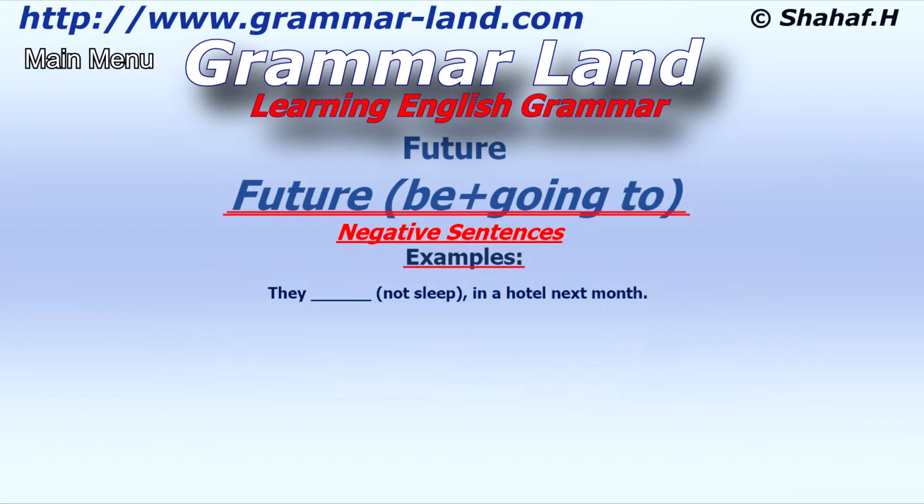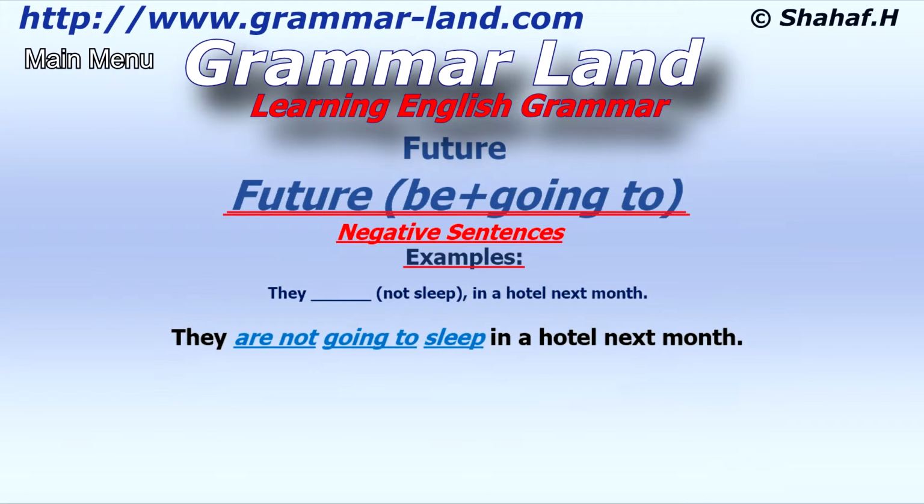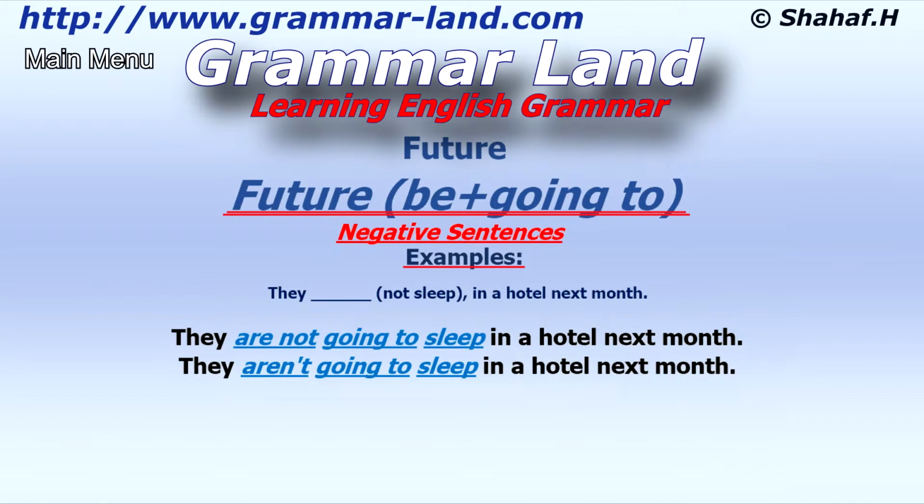Another one, they, not sleep, in a hotel next month. The sentence should be, they are not going to sleep in a hotel next month, or, they aren't going to sleep in a hotel next month. We use are not, or aren't, because the subject is they. Going to. The verb sleep stays as it is.